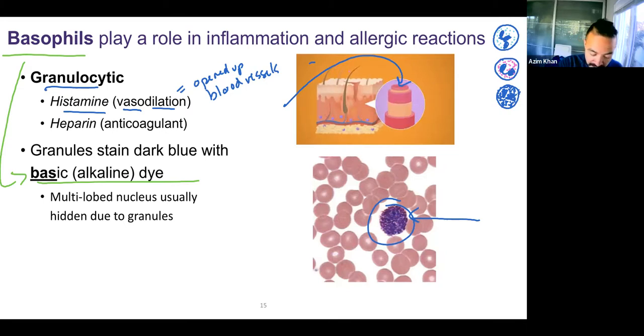Another chemical released from these granules of basophils is heparin. There's many different names for this chemical, but heparin is an anticoagulant. What that means is it prevents blood clotting.